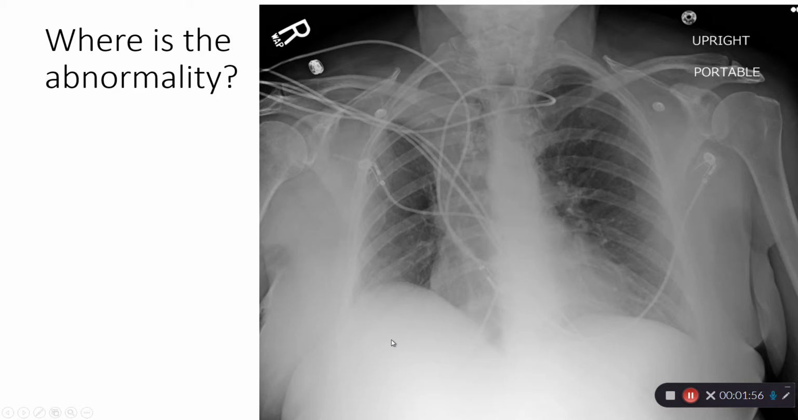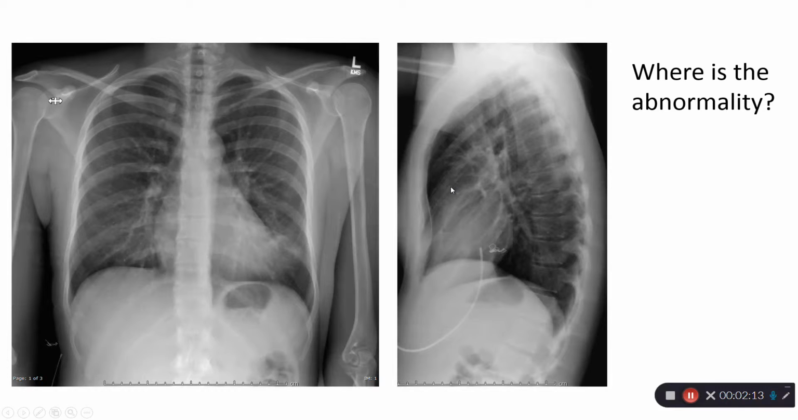Where's the abnormality on this frontal view of the chest? We can see an opacity here in the right upper lobe. One thing to take note, the minor fissure is retracted up and there's associated volume loss. So this is atelectasis/consolidation of the right upper lobe.